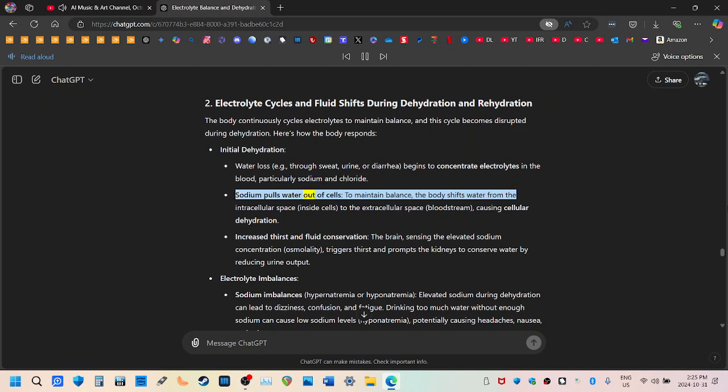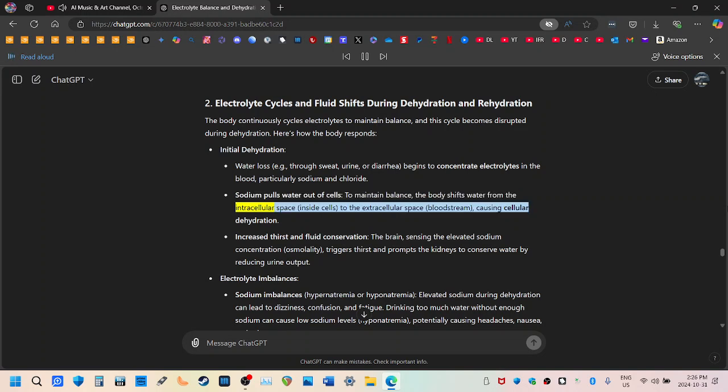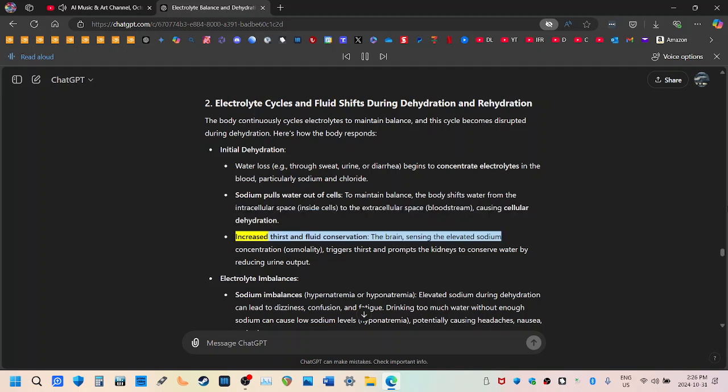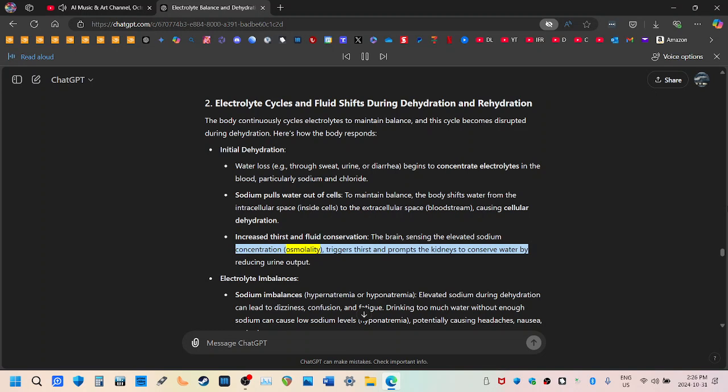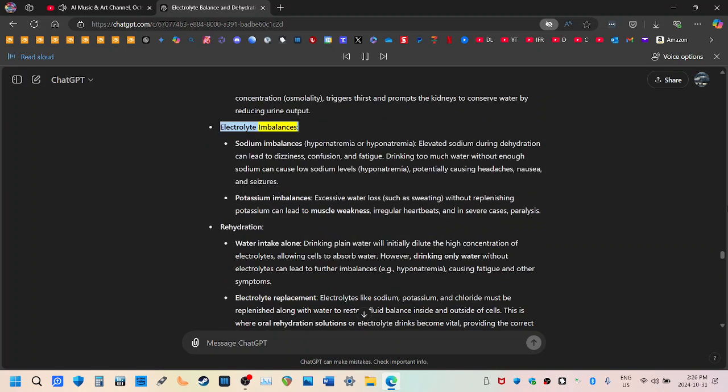Sodium pulls water out of cells. To maintain balance, the body shifts water from the intracellular space, inside cells, to the extracellular space, the bloodstream, causing cellular dehydration. Increased thirst and fluid conservation: the brain, sensing the elevated sodium concentration, osmolality, triggers thirst and prompts the kidneys to conserve water by reducing urine output.